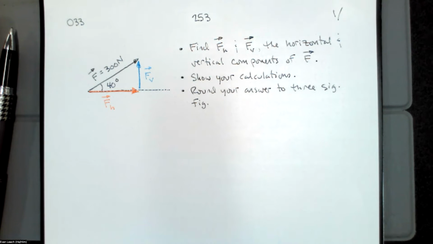Today we want to start with this standard physics problem wherein we decompose a force into horizontal and vertical components. Or we could think of this as a trig problem where we find the adjacent and opposite sides of a right triangle with a 40-degree angle and a 300 Newton hypotenuse.